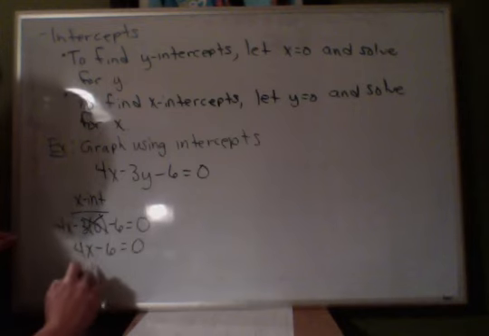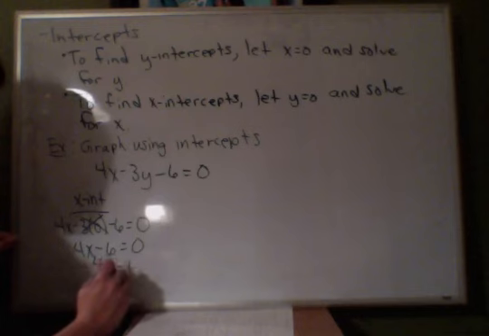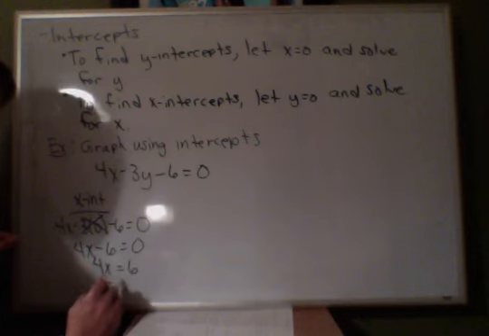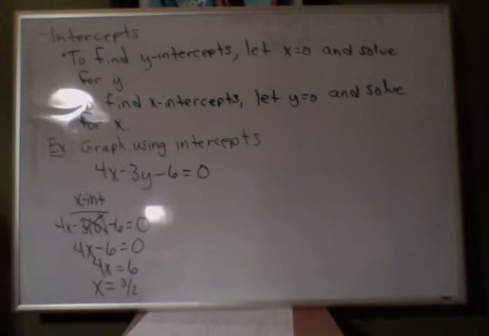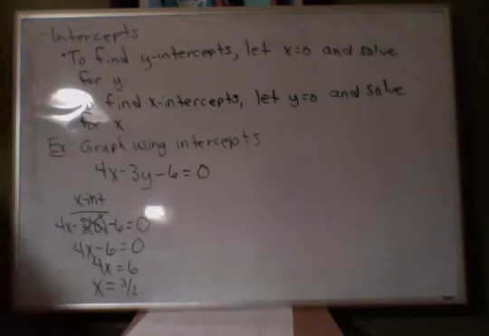When we solve that for x, 4x equals 6. 6 divided by 4, which would reduce to 3/2. So we have an x-intercept of 3/2.